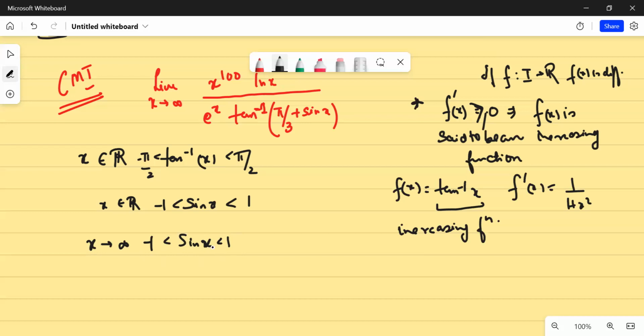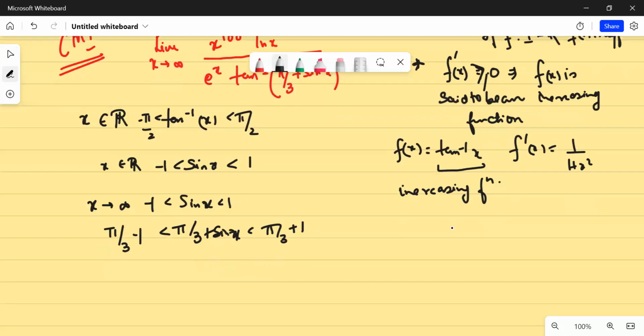Because it oscillates between minus 1 and 1, its limit cannot be defined as such, but you can say that it will lie between minus 1 and plus 1. This is certainly the last thing that you can conclude from here. As x tends to infinity, sin x would oscillate between minus 1 and plus 1, and pi by 3 plus sin x will lie between pi by 3 minus 1 and pi by 3 plus 1.